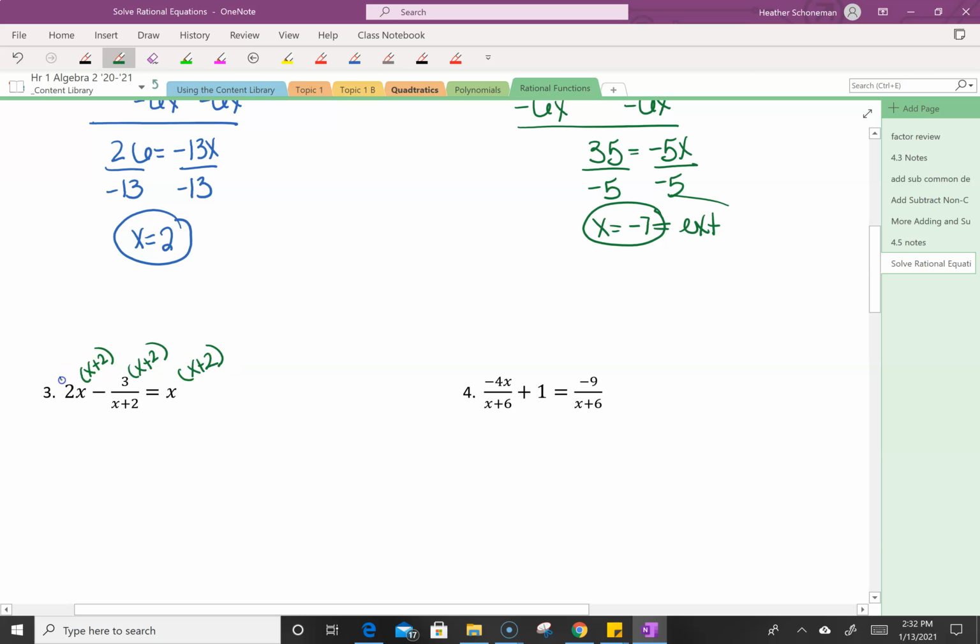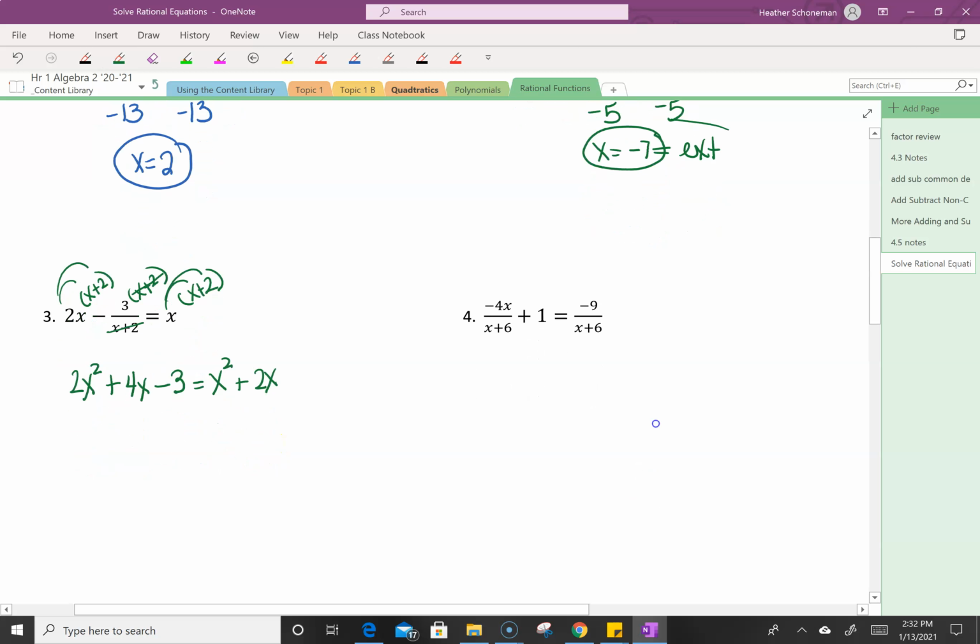The first one, it doesn't cancel out, so I'm going to distribute. 2x times x is 2x squared. 2x times 2 is 4x. Over here on the second one, these cancel, so I just have minus 3. Equals, on this one, I'm going to distribute the x, so I get x squared plus 2x.